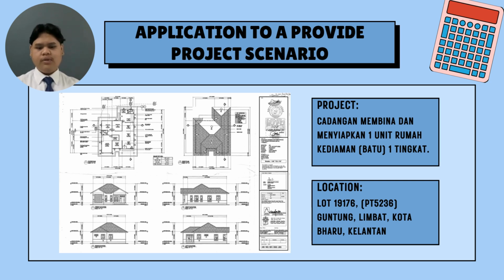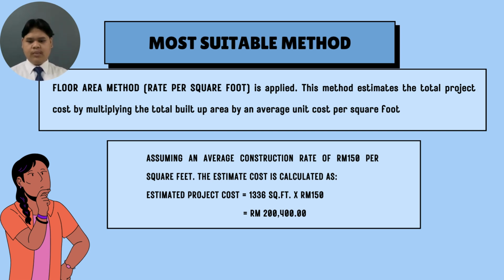Application to a provided project scenario. Project title: Cadangan membina dan menyiapkan satu unit rumah kediaman batu satu tingkat. Location: Lot 19176 Buntung Limbat, Kota Baru, Kelantan. Most suitable method: floor area method. Rate per square foot is applied.